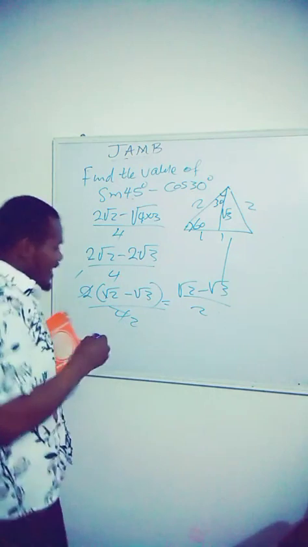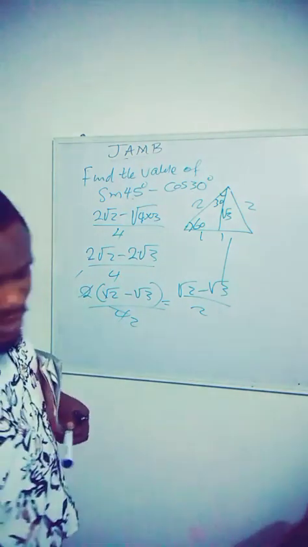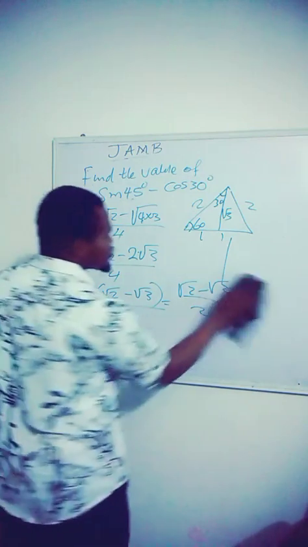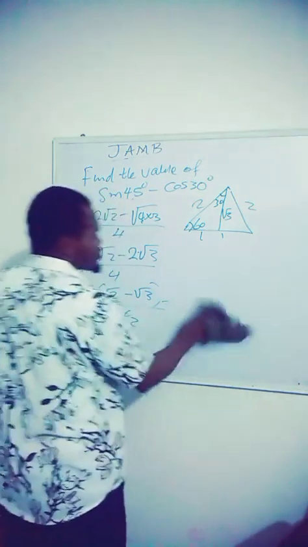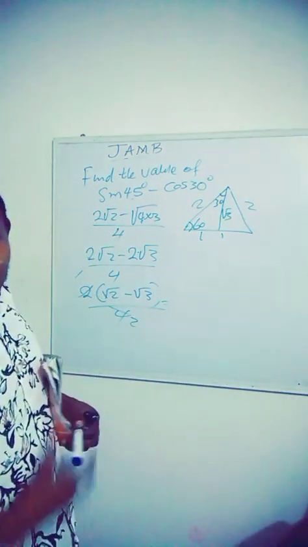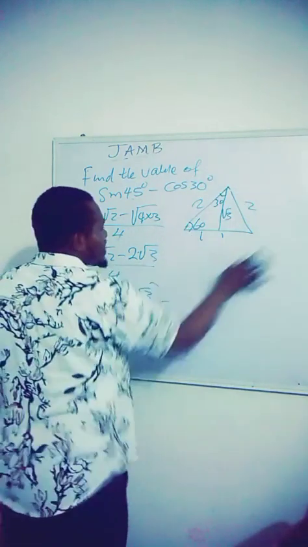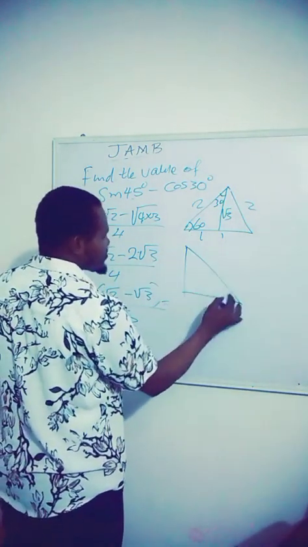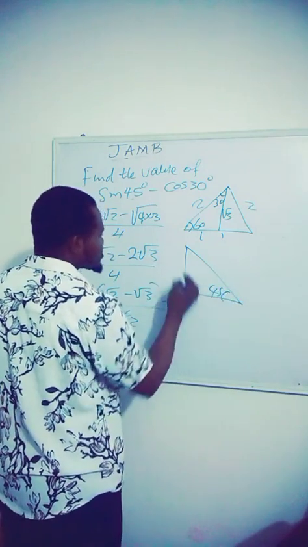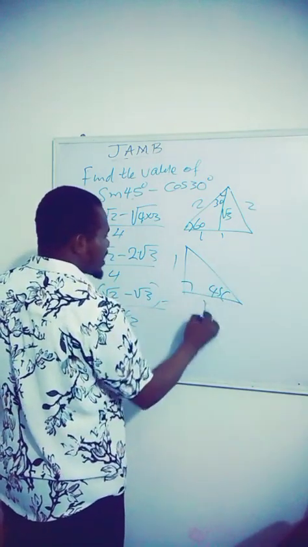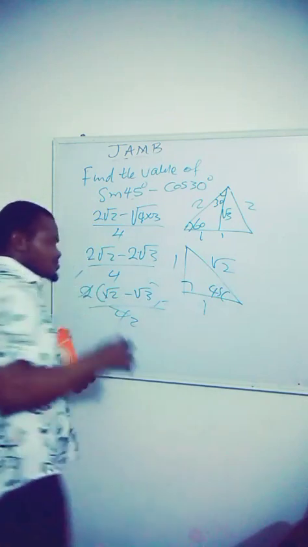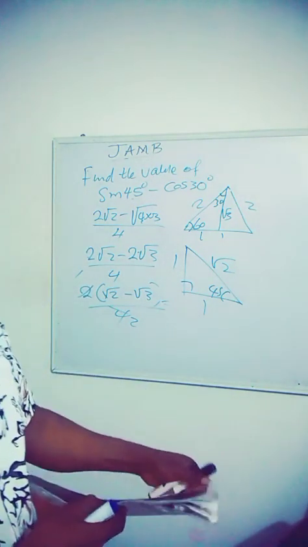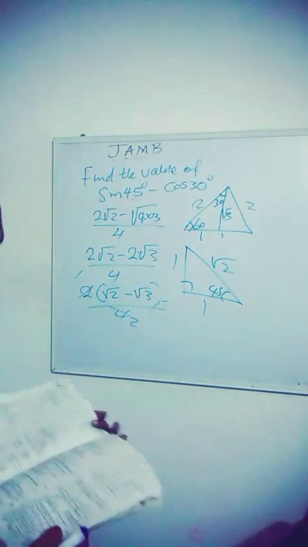In this kind of thing, you can't use your calculator. There are cases where you can't use your calculator. They will ask you to leave your answer in short form, and the only way to leave your answer in short form is to apply this. So you have this: here is 45, this is 90, 1, 1, root 2. So you need to memorize the two triangles. That will make it easy.